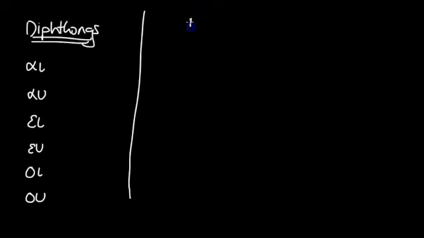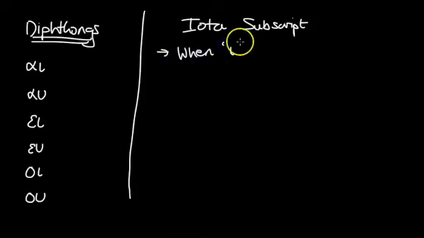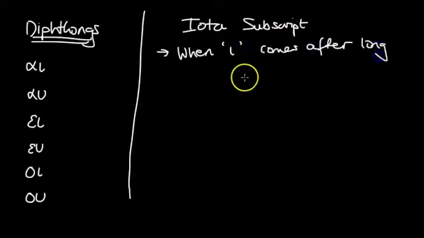So the next thing I want to talk about is iota subscript. This sounds daunting, but actually it's very simple. When an iota comes after a long vowel, I'll just write that here, it is written underneath the vowel.